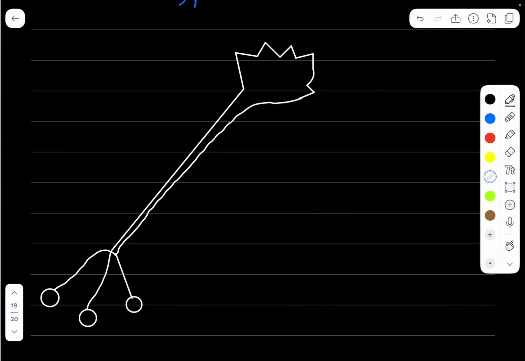So these are the synaptic knobs. Alright. So let's start labeling this now. This is our nucleus. The nucleus is not red, but I am drawing it red.